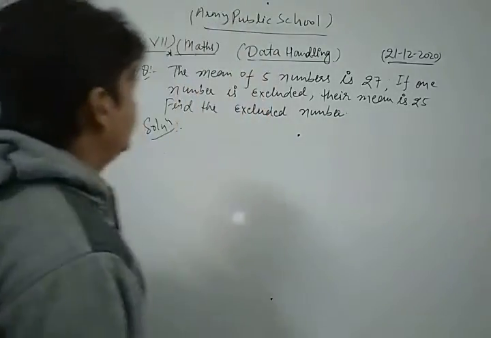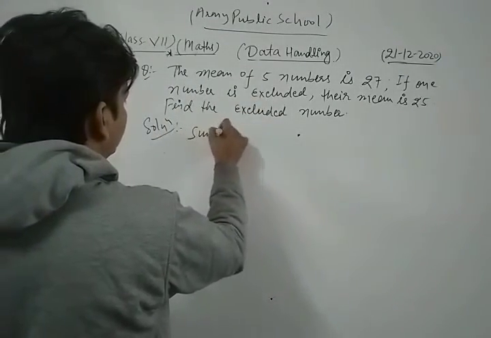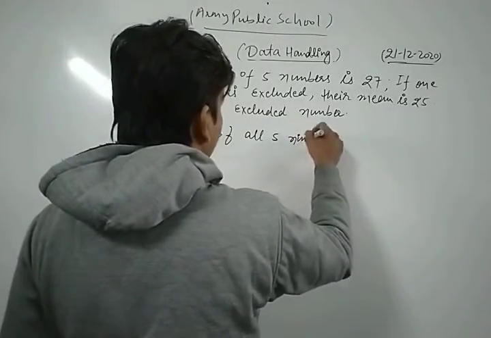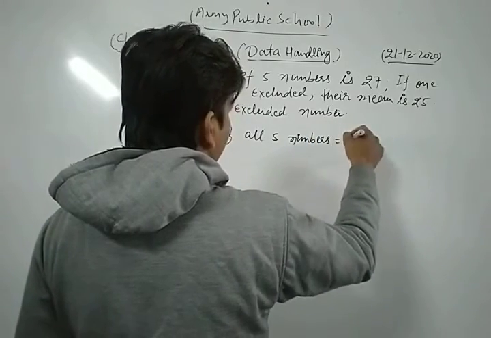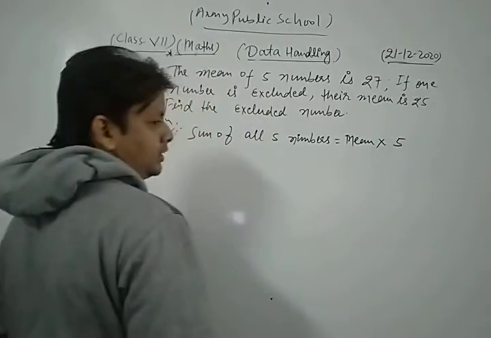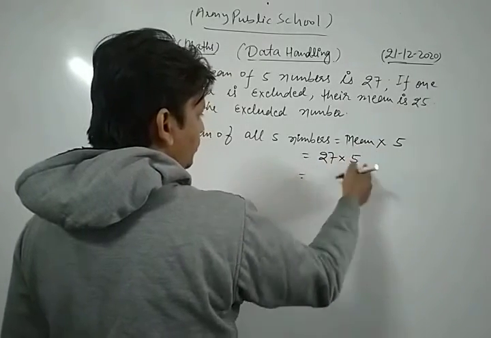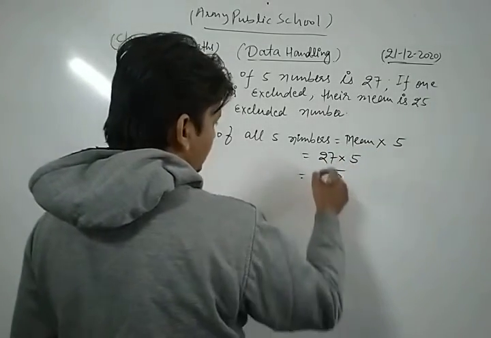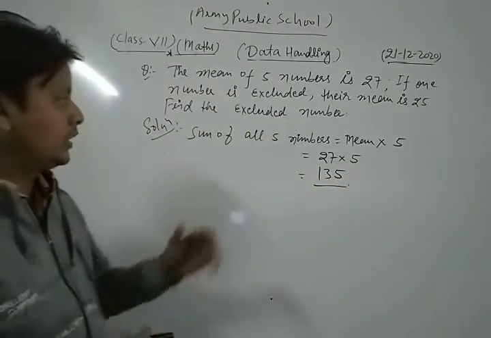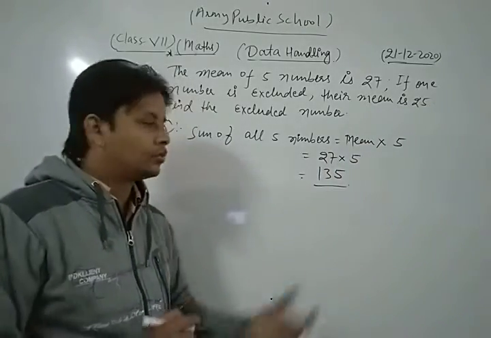So, dear student, let's see. First of all we write the sum of all 5 numbers. The sum of all 5 numbers is the mean into the number of observations. The mean is 27 and the number of observations is 5, so we get 135. Thus, in this way we get the sum of all 5 numbers.